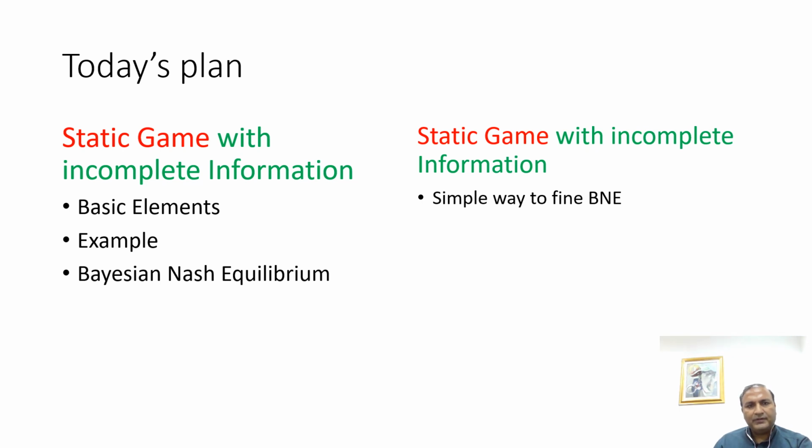And remember, in the previous video I was talking about the static game with incomplete information and we got some basic ideas. We did an example and we also found the Bayesian Nash equilibrium. So in today's video I'm going to continue this chapter, and I'm going to show you a simple way to find the Bayesian Nash equilibrium.